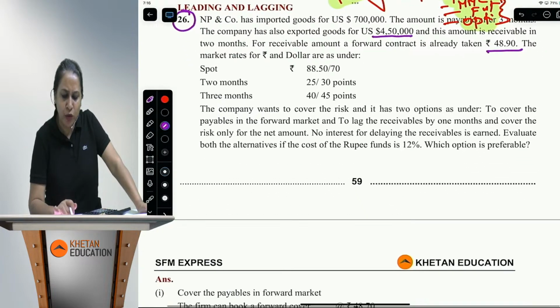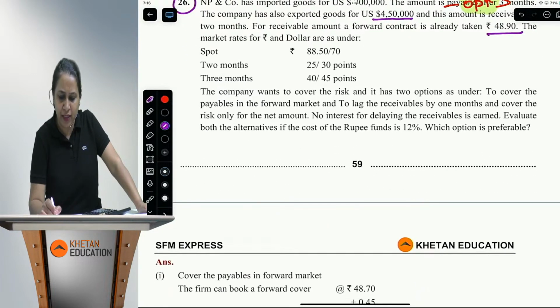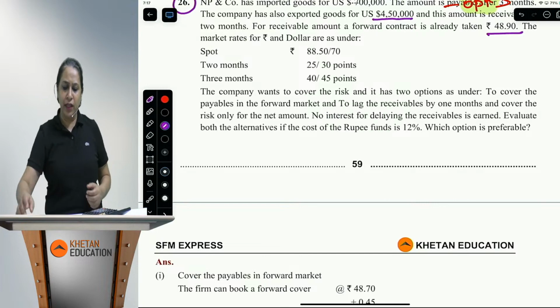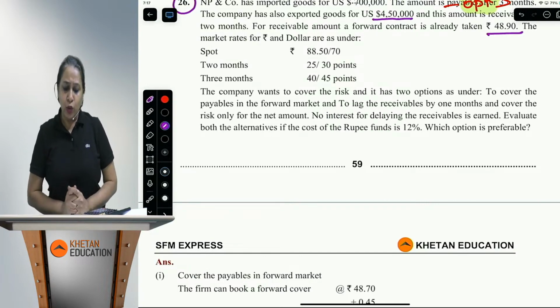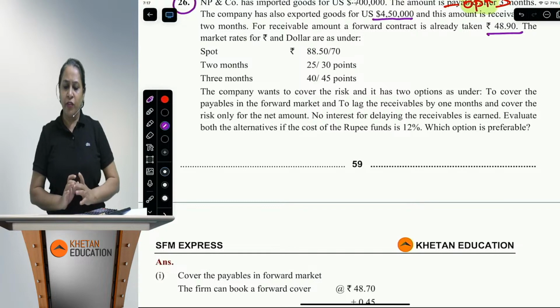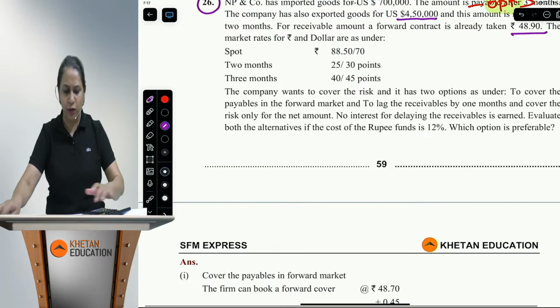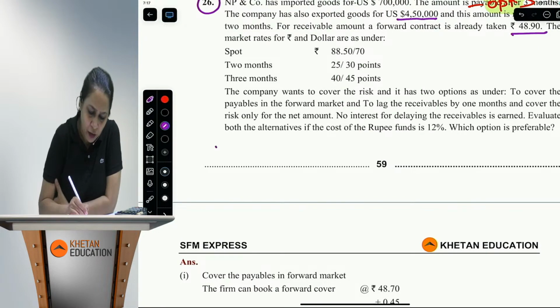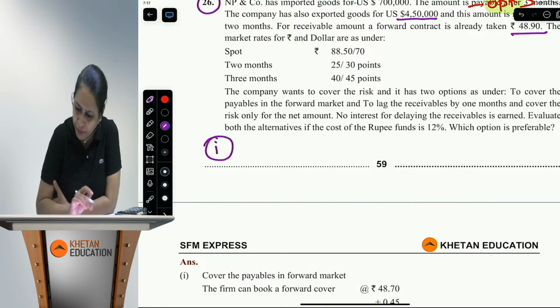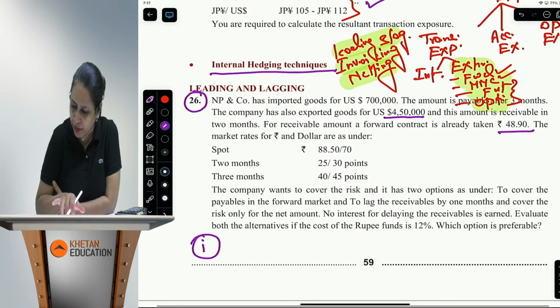The company wants to cover the risk and it has 2 options as under. So I will give you my solution to understand. To cover the payables in the forward market and to lag the receivables by 1 month and cover the risk only for the net amount. No interest for delaying the receivables is earned. Evaluate both the alternatives if the cost of the rupee fund is 12%. Which option is preferable? I don't care about their solution. Now look at this. I'll go slow now, don't worry.